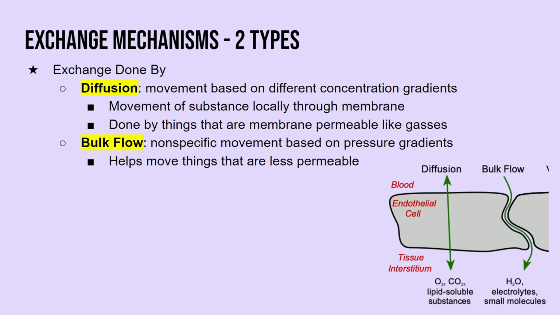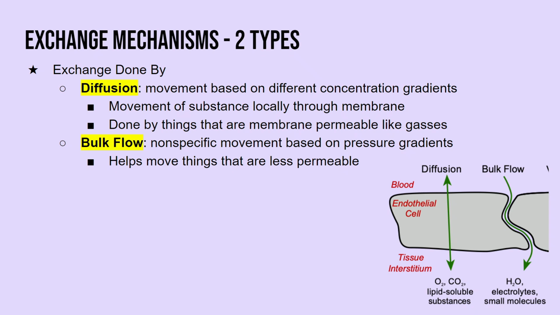Okay, now we're going to get into exchange a little bit because that's what happens in the capillaries. So there are two types of exchange. You can do exchange by diffusion, which is the movement based on concentration gradients. So this is more focusing on local movement. Diffusion is more on a smaller scale, and it's done by things that are membrane permeable, like gases. So diffusion is just from a higher concentration down to a lower concentration, locally in a specific area in a specific tissue.